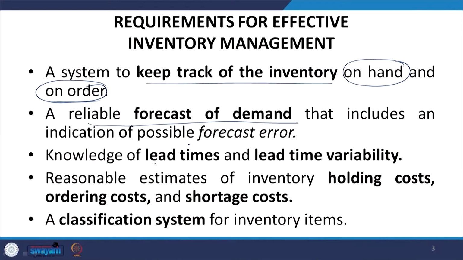Then knowledge of lead time and lead time variability. The purpose of this, indirectly, is that you should be aware of the capabilities of your supplier: how capable your supplier is, and whether the guarantees given by the supplier in terms of lead time can be met or not. If the supplier does not have that much capability, how will he or she fulfill the promises? So, knowledge of lead time and lead time variability is directly related to the capabilities of your supplier.